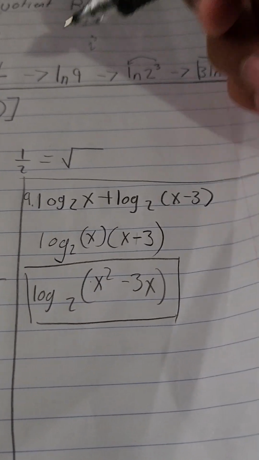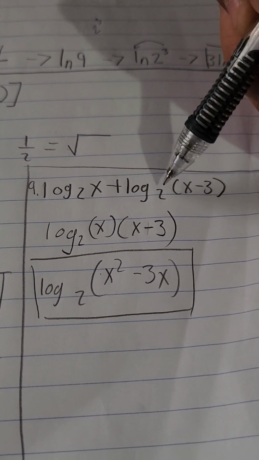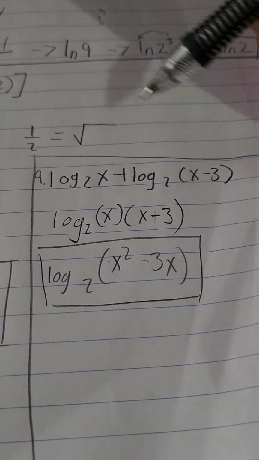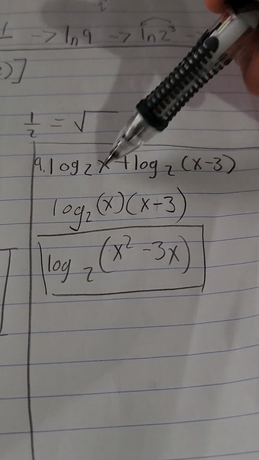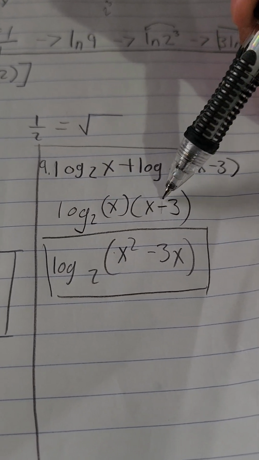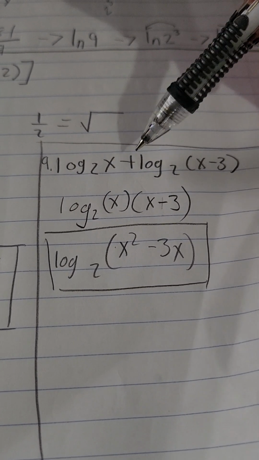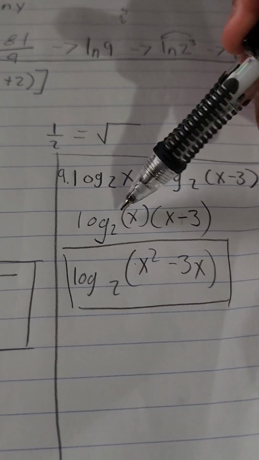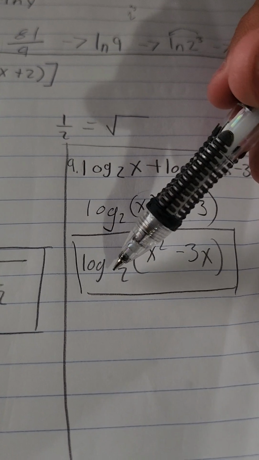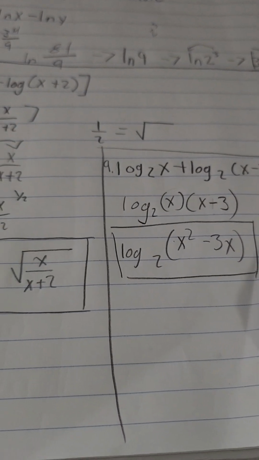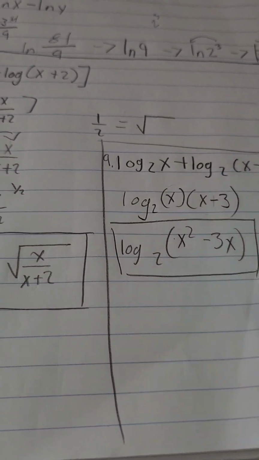number 9, log 2x plus log 2 x minus 3, right? This one's really easy. You just plug in the product one, right? X times x minus 3, because there's a plus sign instead of a negative sign this time, right? You distribute these, x squared, 3x, right? 2. Just bring down the 2.